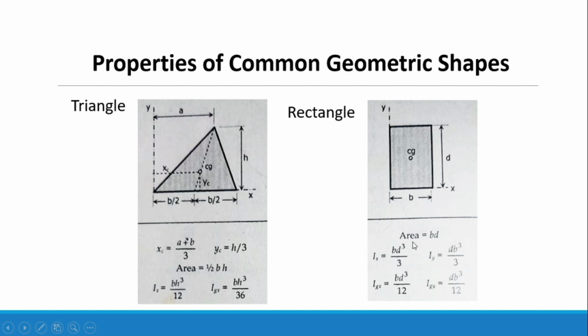And for the moment of inertia along x, I sub x is equal to b d cubed all over 3, while the moment of inertia along y is the opposite, which is d b cubed all over 3. And at the centroid, I gx is equal to b d cubed all over 12, and I gy is equal to d b cubed all over 12.